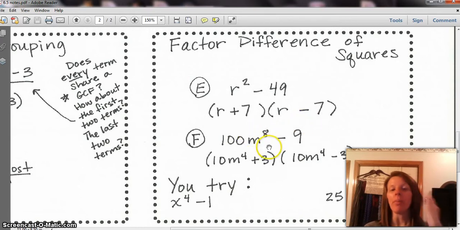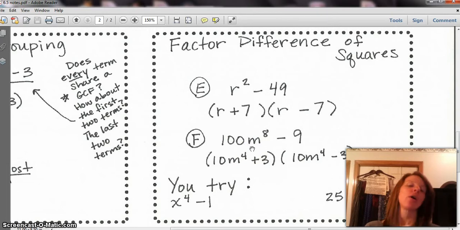The only thing that can be complicated is if one of your terms is more than just a variable or more than just a number. It's a combination of the 2. So in this first term, you not only have 100, but you have m to the 8th power. So you have to do that together. So the square root of 100 is 10. And what do you square to get m to the 8th? Well, you have to have 2 of exactly the same thing. So m to the 4th, m to the 4th gives you m to the 8th. So 10m to the 4th is your first term in both of these factors.